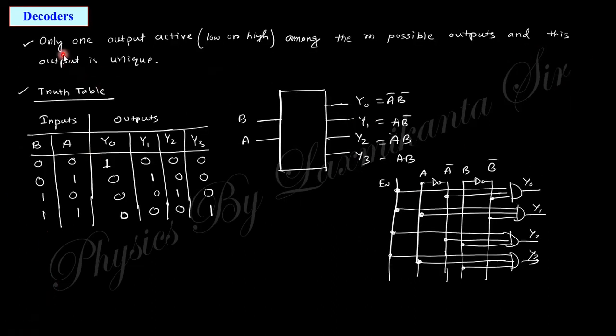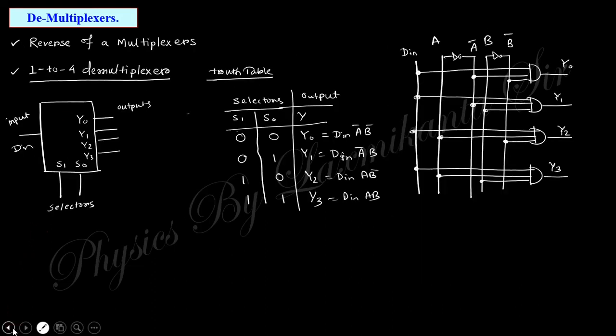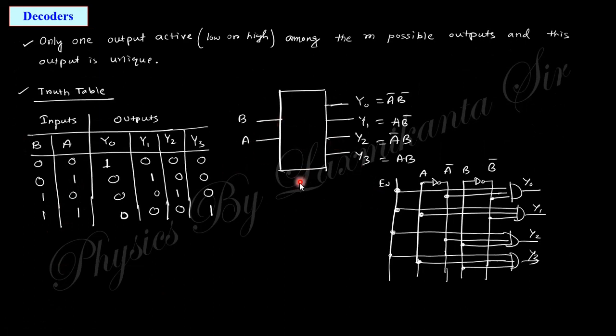Next is the decoder. A decoder is similar to a demultiplexer, but there is a difference. In a demultiplexer there is only one input and two selectors, but here there is actually no selector. The selector acts as the input. This decoder decodes binary to decimal. If you change binary to decimal, the circuit will be like that.